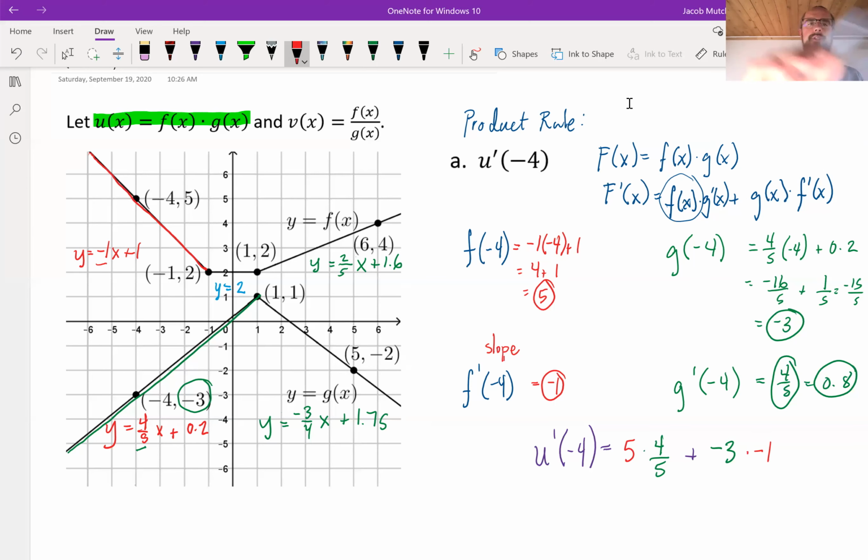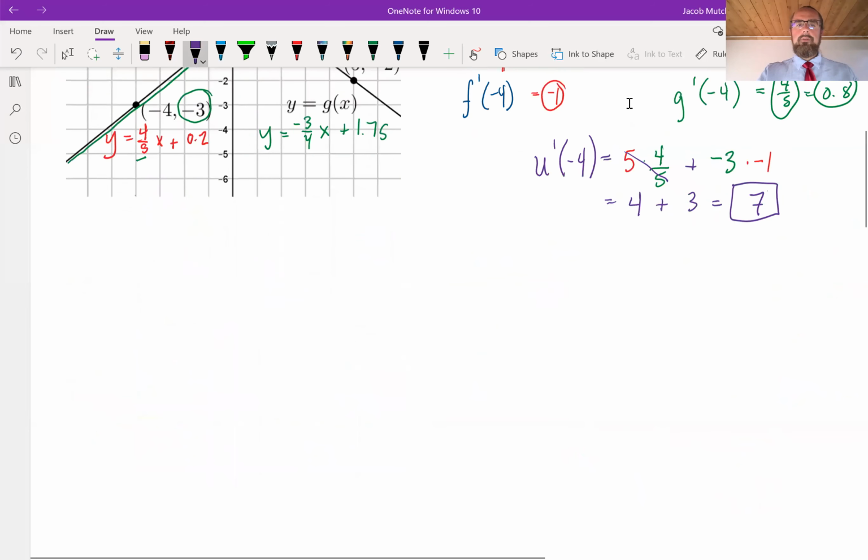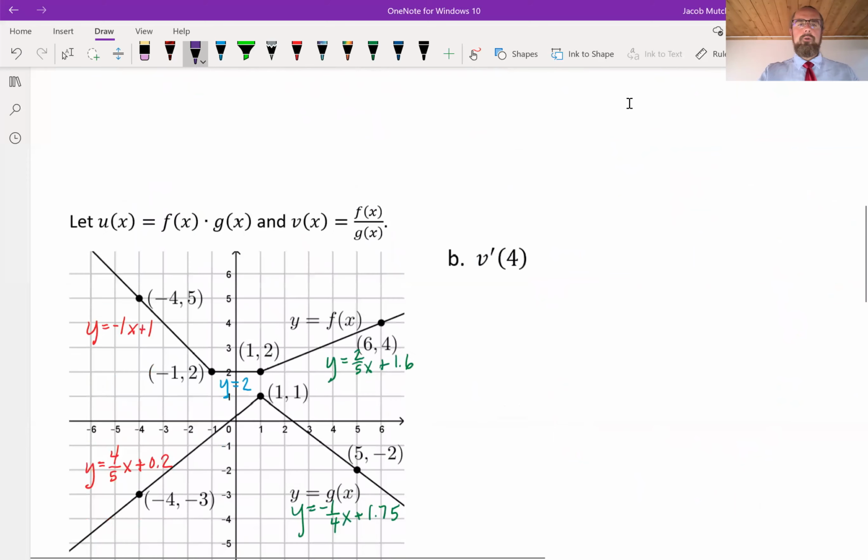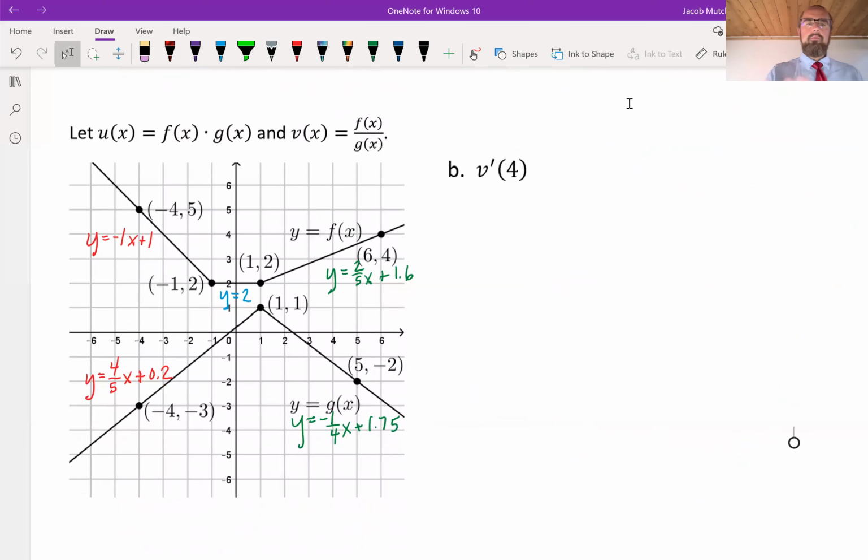And then we just need to simplify. So my 5's cancel there. This is 4 plus negative 3 times negative 1 is 3. This has the value of 7. So we did a lot of work there to set up our line equations. Let's work from those same equations. So here I've got the equations already written. We don't have to redo that step.